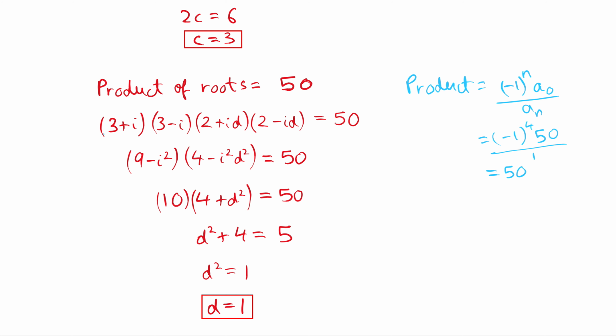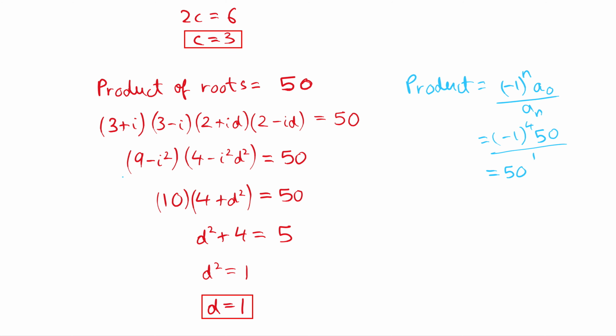From here, we can multiply all 4 roots and substitute the value of c in this formula. So we find that 3 plus i times 3 minus i times 2 plus id times 2 minus id is equal to 50. To multiply these two brackets, I can use the difference of squares formula, and this will be 9 minus i squared. Similarly, using the difference of squares formula, to multiply these two brackets, this will give us 4 minus i squared d squared, and this will equal 50.